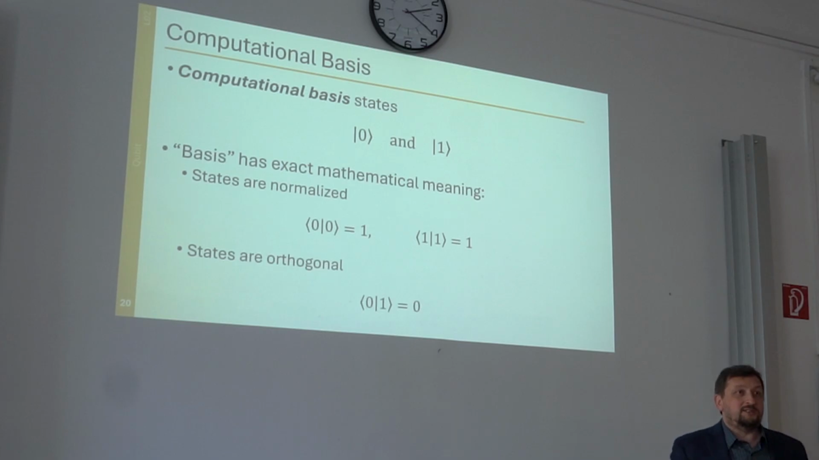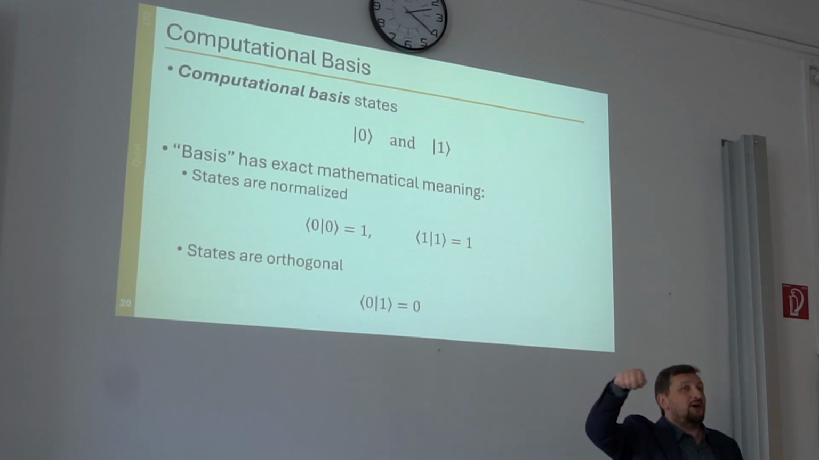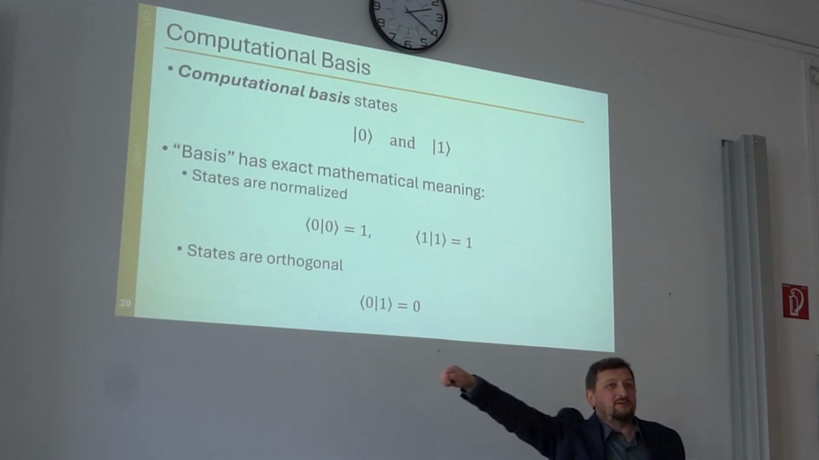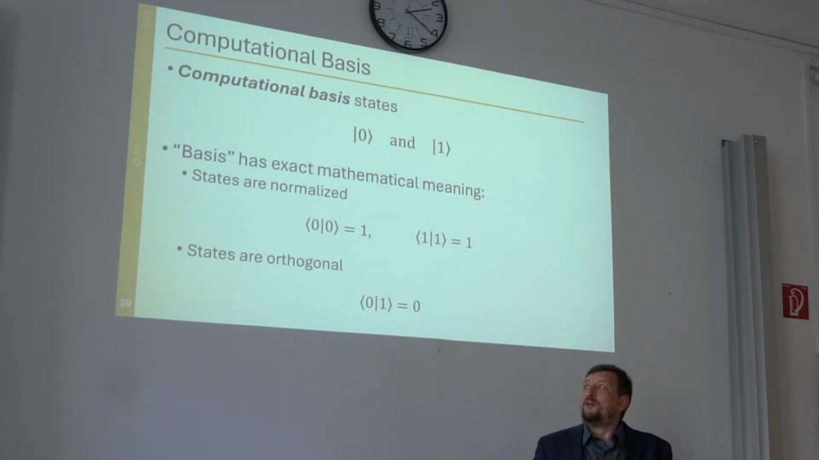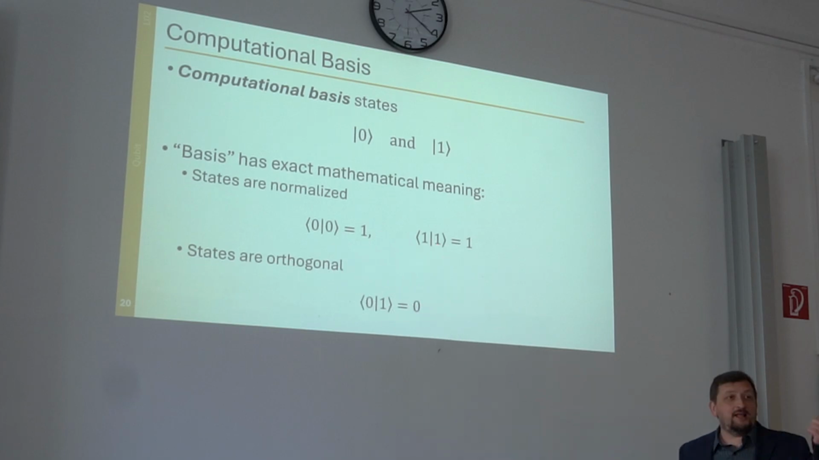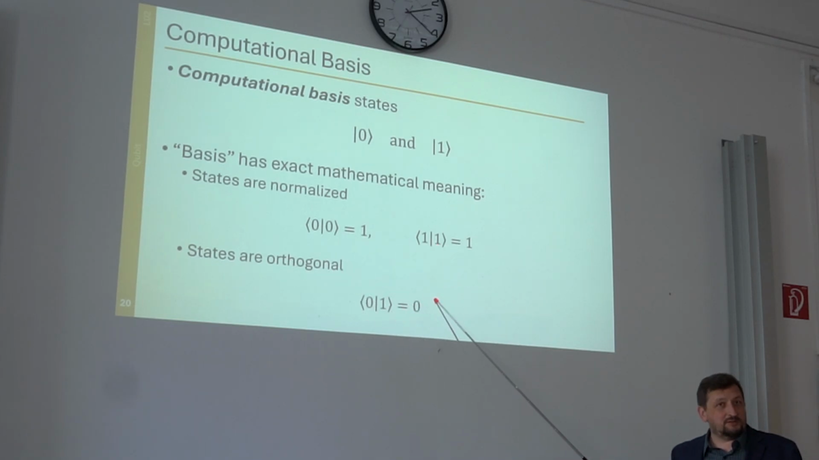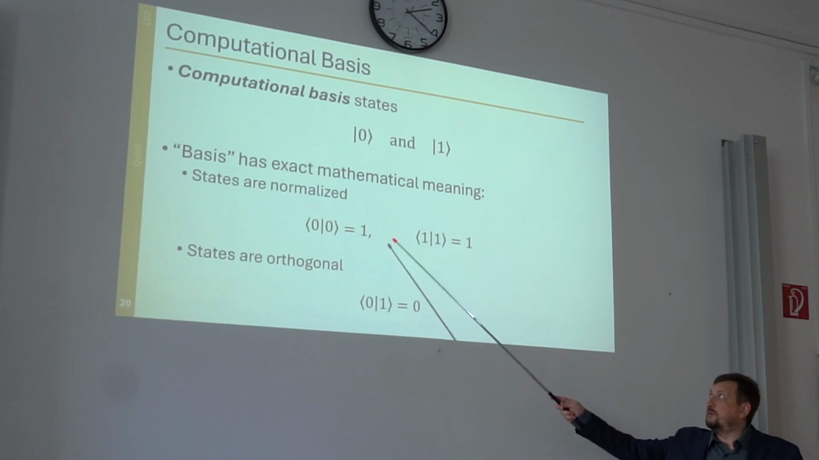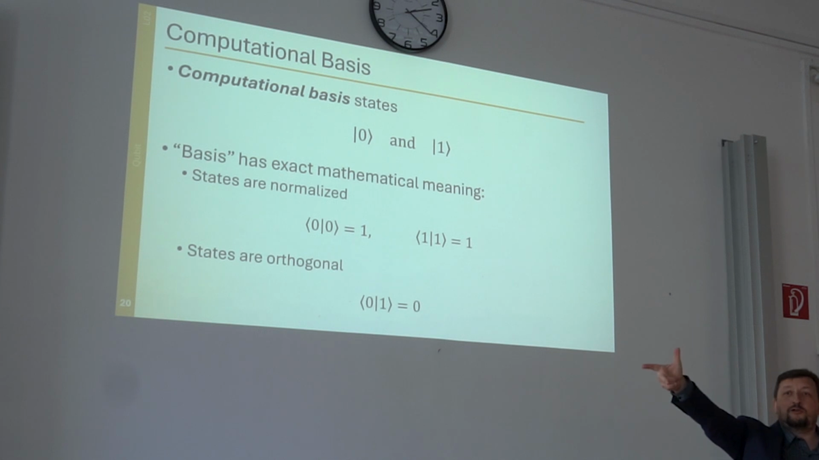Normalized means this condition of normalization, written in such compact form, is the same as if you write that the integral of the wave function squared over all space equals 1. Like the probability that we have a particle anywhere is 1. So these states are normalized and they are orthogonal. So the scalar product between them is equal to 0. So this is the same meaning as a triple of orthogonal vectors in real space.